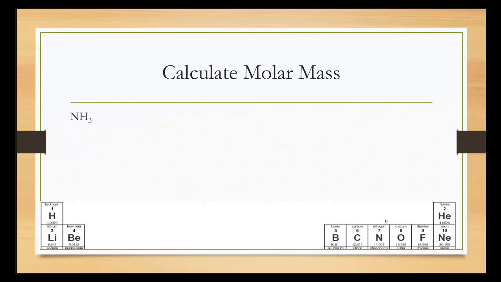So, we're just going to take it step by step and do several of these examples. The first thing you want to do is look at your compound, NH3. You have nitrogen and you have hydrogen. 1 nitrogen, 3 hydrogens. You find that from the chemical formula. From here, you're going to look at the periodic table. So here's hydrogen, here's nitrogen.